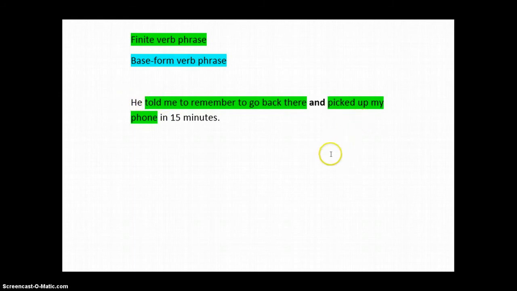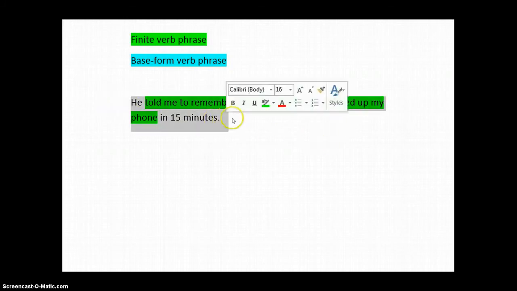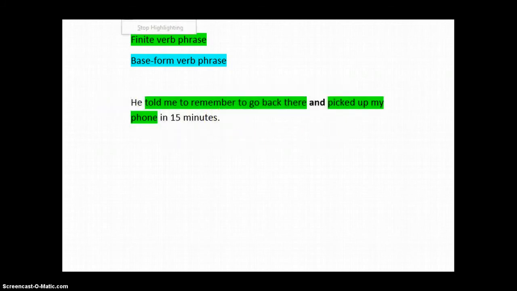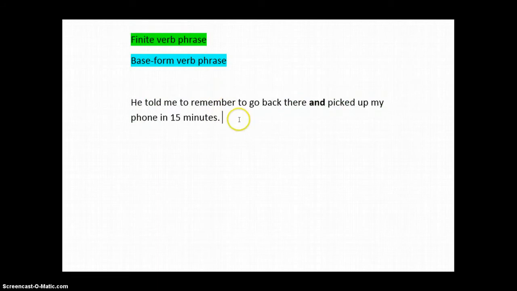But the writer actually intended for this to say that he told me something, and then I'm the one who remembers to go back there and pick up my phone. Okay? So let's undo the coloring here. He told me what? To remember to go back there. Okay, so that's a base form verb phrase.